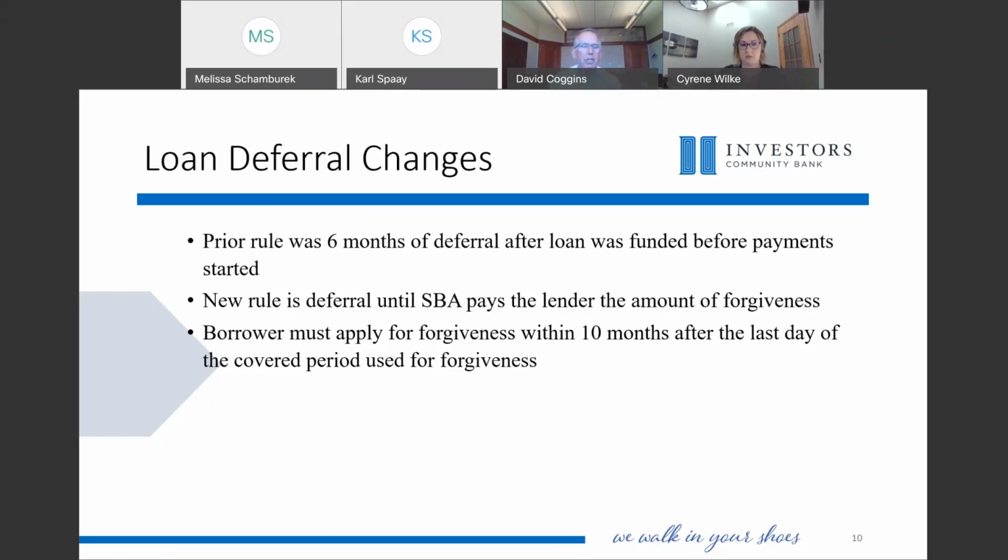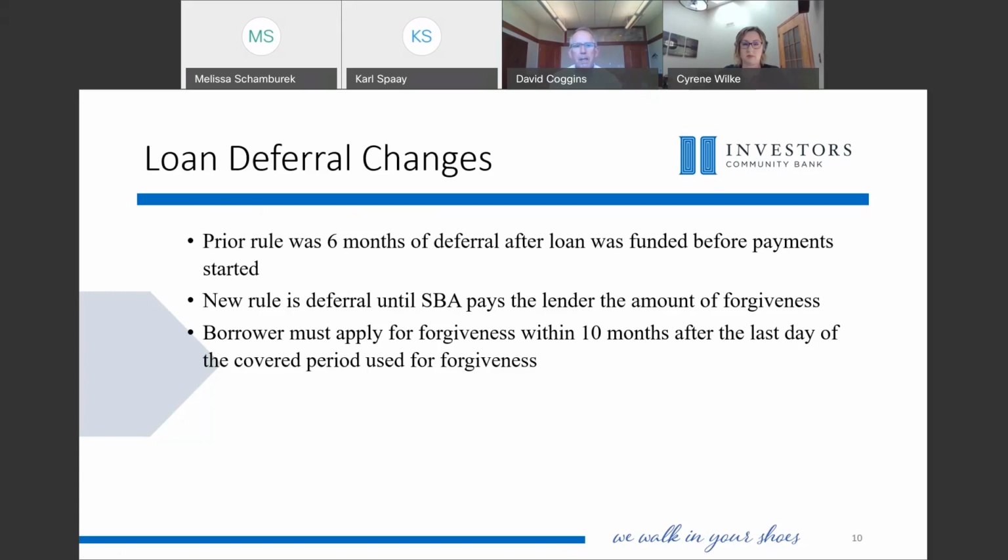The point of this particular change was, under the old rule, there was a pretty good chance you were going to have to start making payments before you knew for sure that your loan was going to be forgiven. And then there was going to have to be a provision that would allow for you to get reimbursed for that, and it was getting messy, and so they just made this change to the rule that took that out of play.